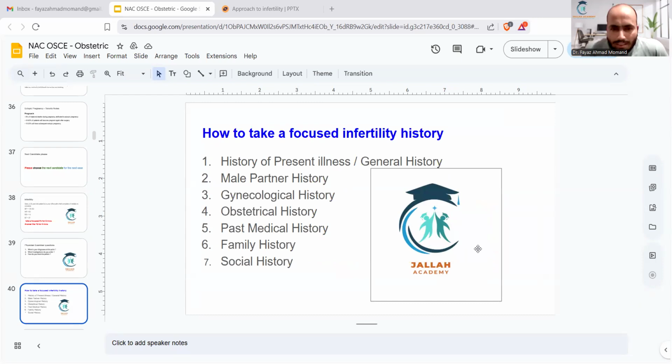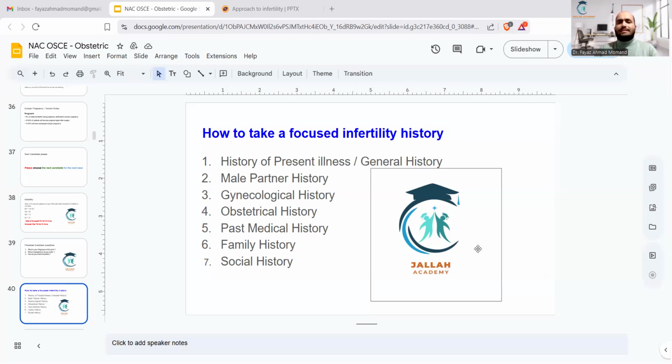Okay, how to take a focused history from someone who is presenting with the chief complaint or concerns of being unable to conceive. Now, infertility could be from either partner, and it could be because of the lack of regular sexual activity. That's why those are the things that we must distinguish before we start investigating one person or the patient presenting for causes of infertility.